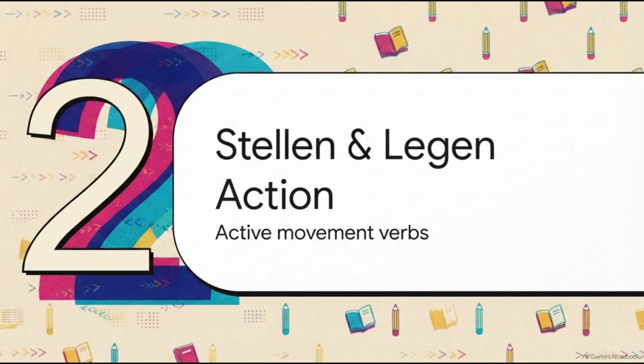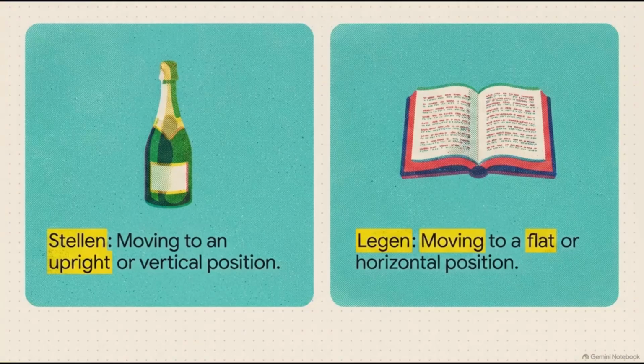Moving to Section 2. Action, Stellen, and Legen. Active movement verbs. These are our active movers, the verbs we use when someone or something is actively placing an object somewhere. There's a start, a movement, and an end destination. And the difference between these two? It's all about the shape of the movement.